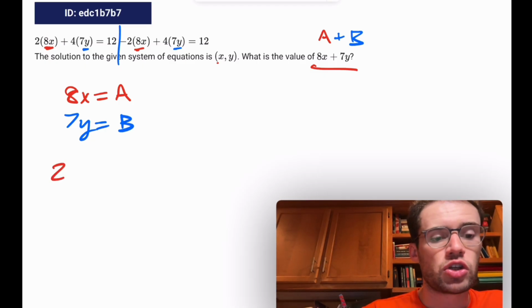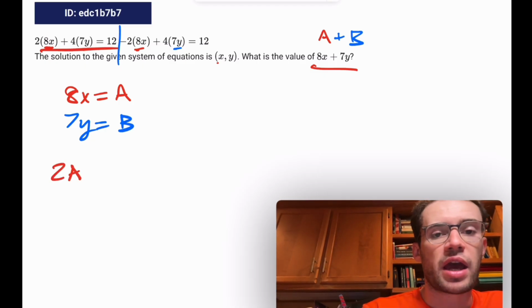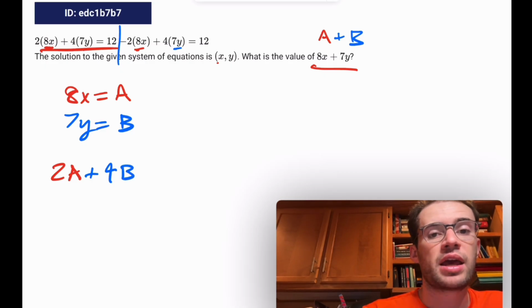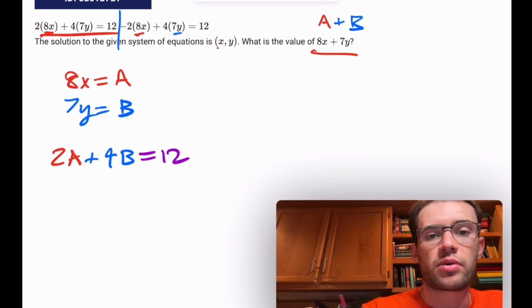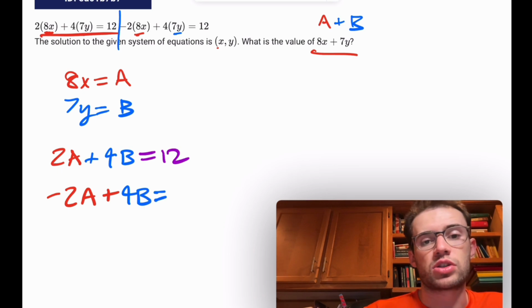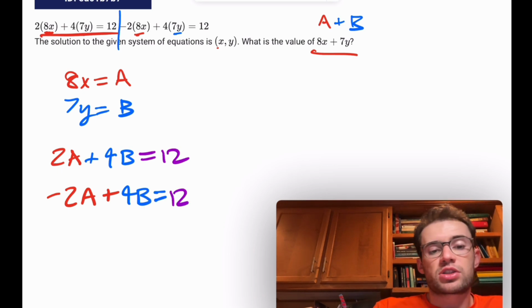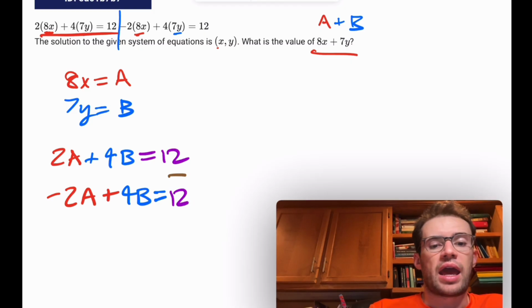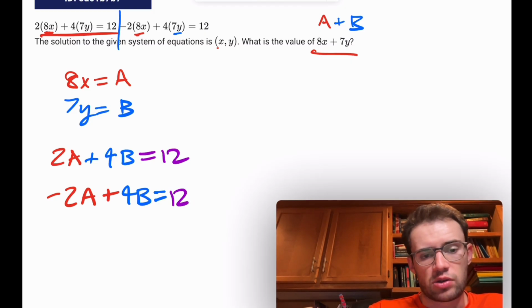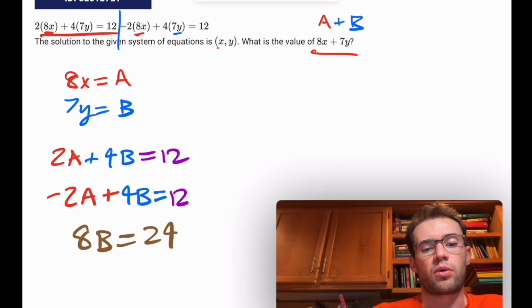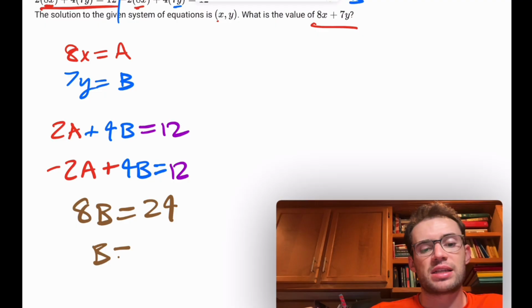Now, if we write this out, we get 2a, right? I'm rewriting this first equation, 2a plus 4b, and I'm just substituting a in place of the 8x, b in place of the 7y. That should be equal to 12. And then for the other equation, we have negative 2a plus 4b is equal to 12 as well. So looking at it here, it's already set up to do elimination, right? We could just add these two equations together, right? Add the left sides of them to each other, add the right sides of them to each other, and we would get, right, that would say 2a plus negative 2a is 0, 4b plus 4b is 8b, so 8b is equal to 12 plus 12 is 24. And then divide both sides by 8, we get that b is equal to 3.